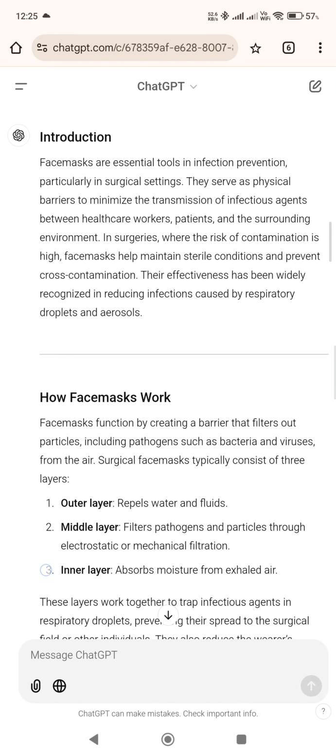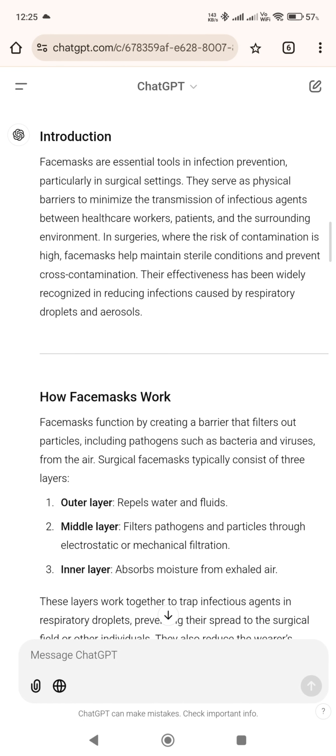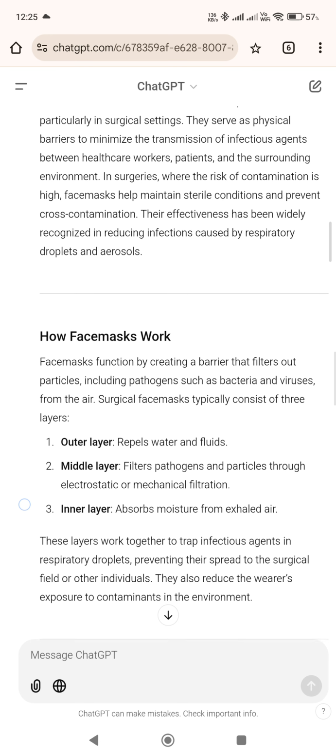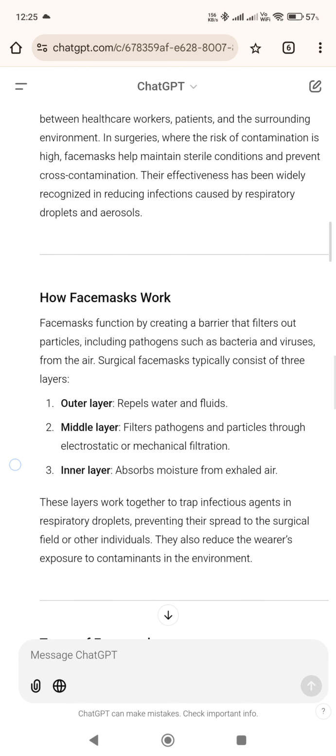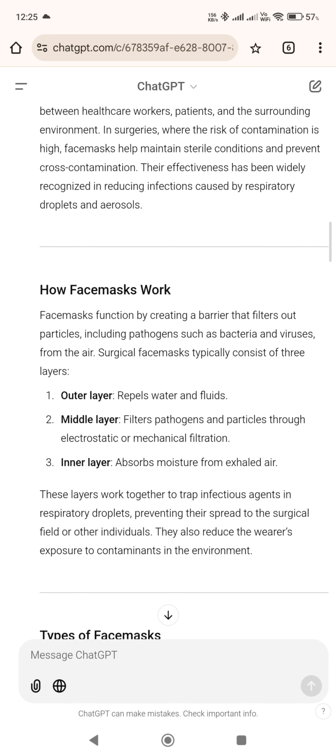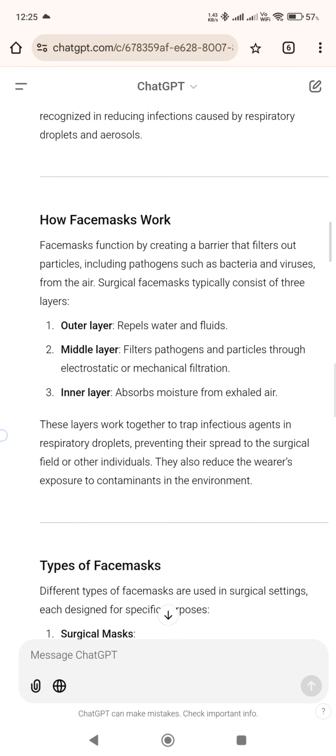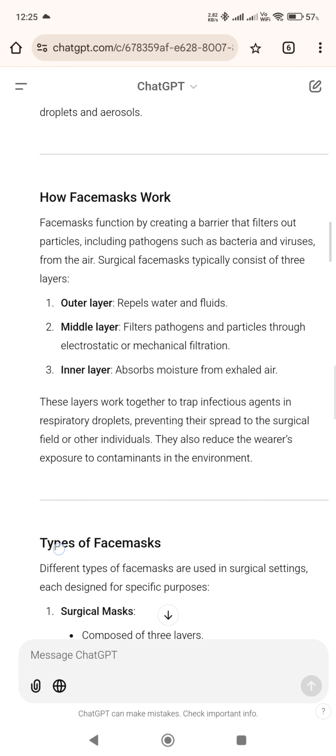Face masks are essential tools in infection prevention, particularly in surgical settings. They serve as physical barriers to minimize the transmission of infectious agents between healthcare workers, patients, and the surrounding environment. In surgeries, where the risk of contamination is high, face masks help maintain sterile conditions and prevent cross-contamination. Their effectiveness has been widely recognized in reducing infections caused by respiratory droplets and aerosols.